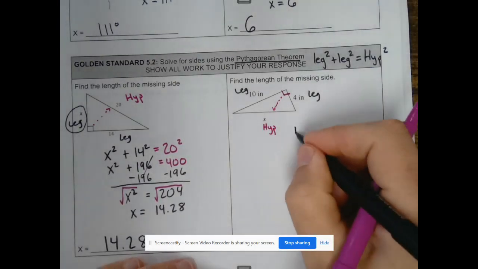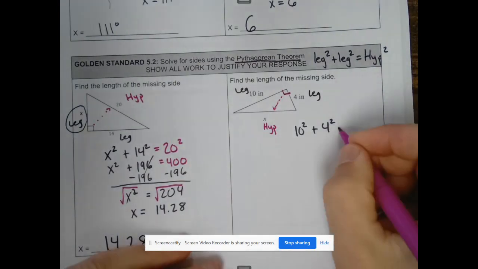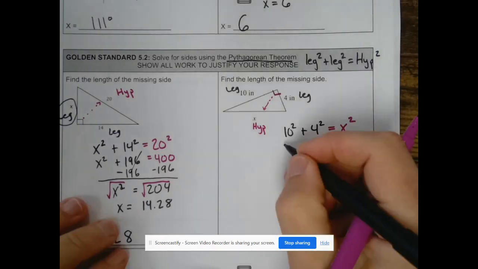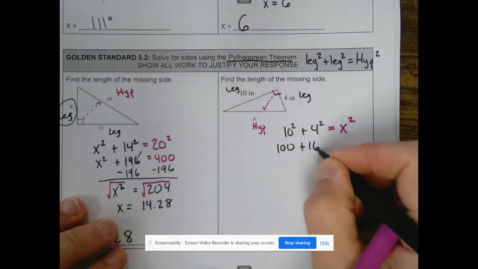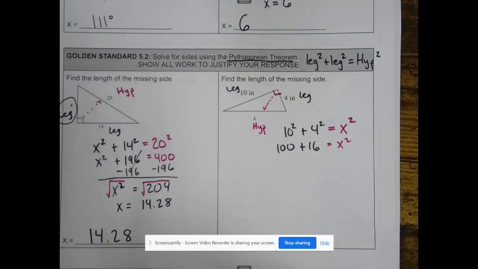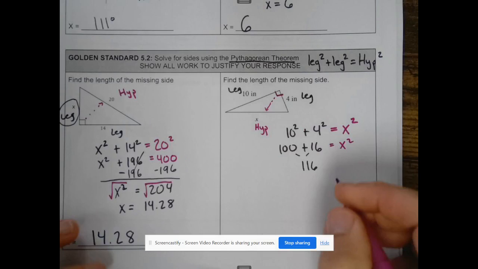Leg squared, 10 squared, plus leg squared, 4 squared, equals x squared, our hypotenuse. 10 squared plus 4 squared equals x squared. 10 squared, 10 times 10 is 100. 4 squared, 4 times 4 is 16, and that all equals x squared. 100 plus 16, add those together, is 116, equals x squared.